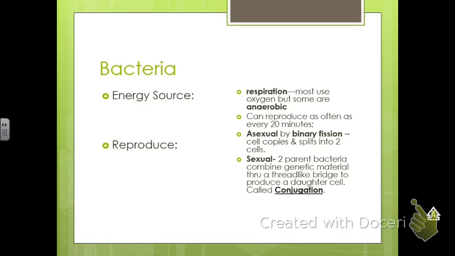Some also reproduce sexually, where you have two different parent bacteria. Each parent connects with a thread-like bridge of cytoplasm, and they each donate half their DNA. That's called conjugation, and you get a new daughter cell. In binary fission, the cell is just making a copy of its DNA, so the two daughter cells are actually clones of the original bacteria. Now, mutations do occur. We know that bacteria can do that.